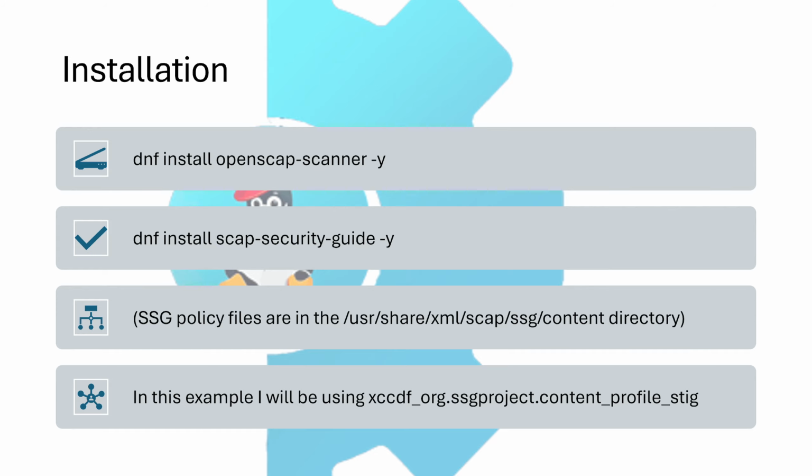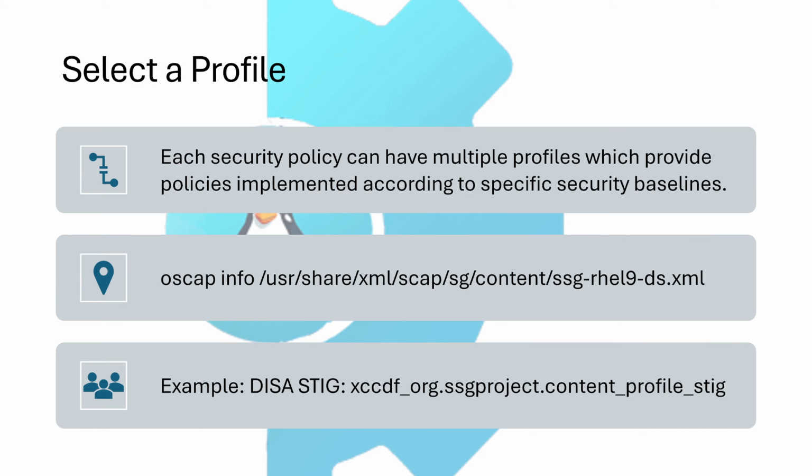From there, I'm going to be choosing the profile for DISA STIG for RHEL 9. The security policy can have multiple profiles, so you'll see that when I run the command to choose the policy that I want, according to specific security baselines. To view the list of policies available within the guide, this is the command you run: oscap info and then the location of the file. And like I said, for this example I'm going to be using the DISA STIG.